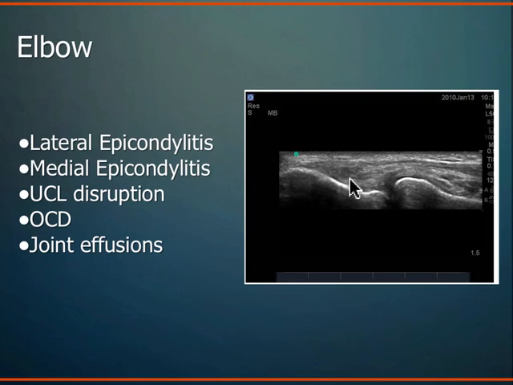Again, ligamentous disruption, ulnar collateral ligament on the inside of the elbow. Again, this is one area, like in our baseball pictures, where we want to know how much laxity is there. You can see that real-time dynamic imaging as that joint space is opening up and flexing open. You can see that on ultrasound. As well, since you can image the joints very well, you can see joint effusions and joint fluid collections.